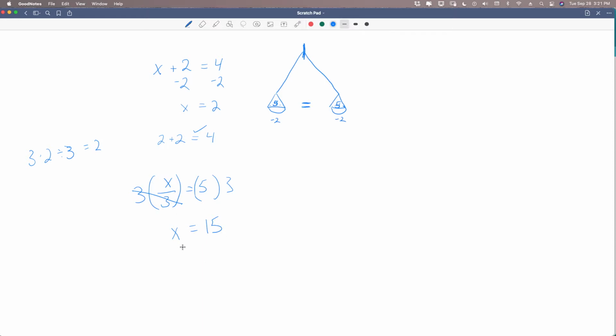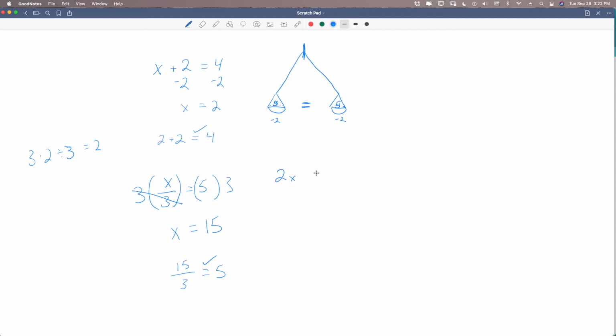And if we take this value of x and we put it back into the equation, 15 over 3 equals 5, we can see that it is indeed a true statement. 15 divided by 3 is 5. So the inverse operation works. It also works for division.